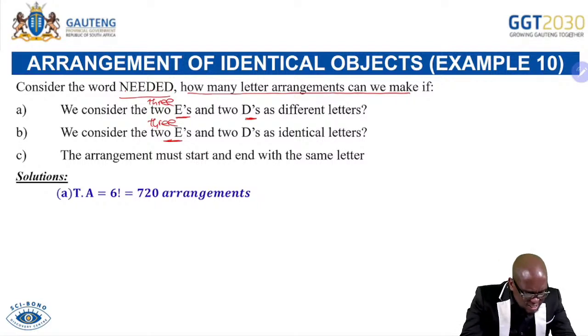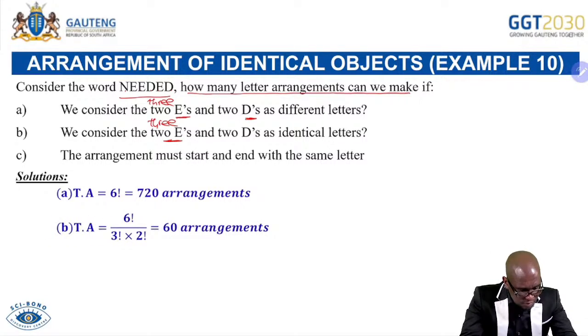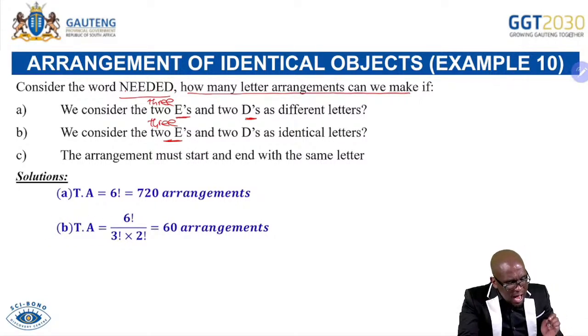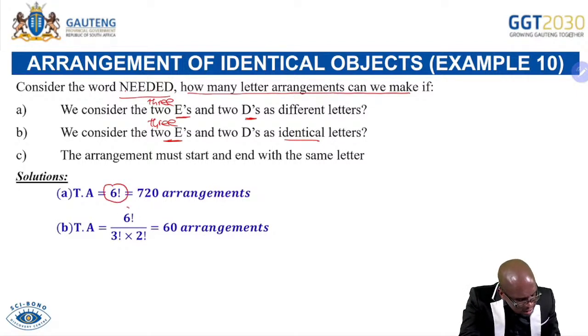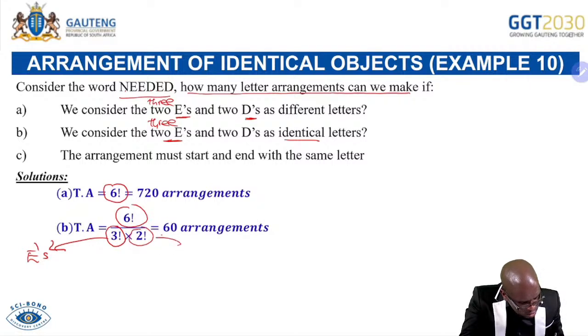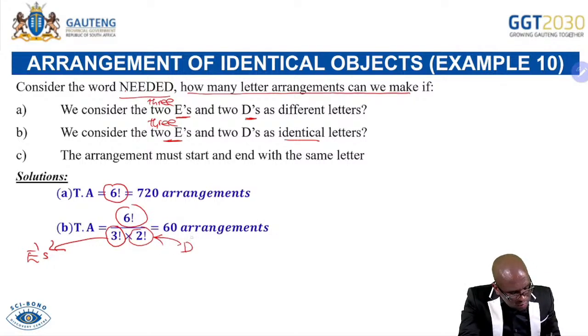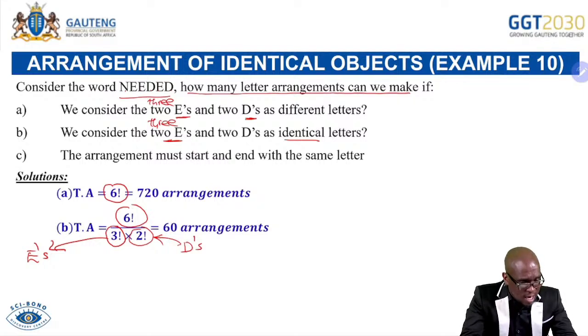So if they are identical, then you see that it will be 6 factorial divided by 3 factorial, and then by 2 factorial. What is this 3 factorial for? It's for the E's, because there are 3 E's, so we divide by 3 factorial. What is this 2 factorial for? This 2 factorial is for what? The D's, because there are 2 D's, like that.